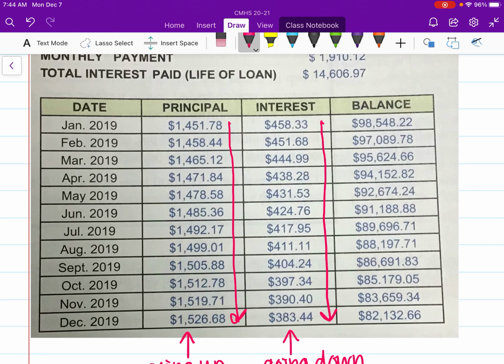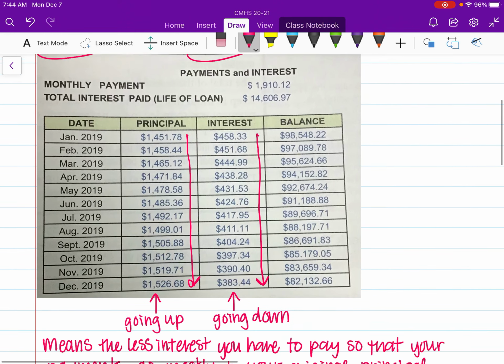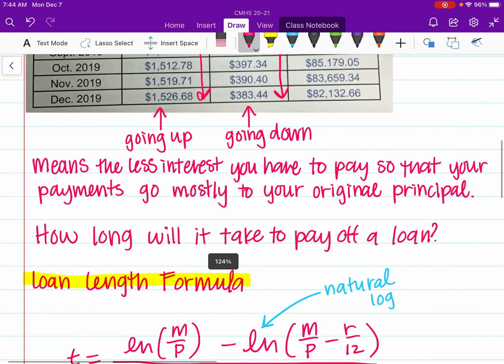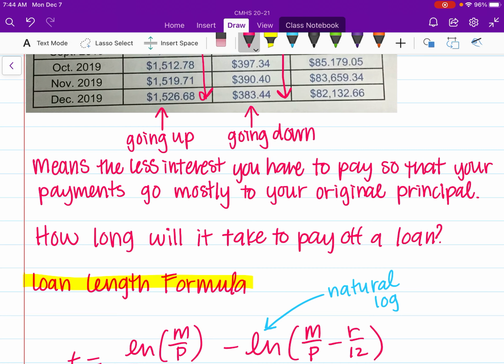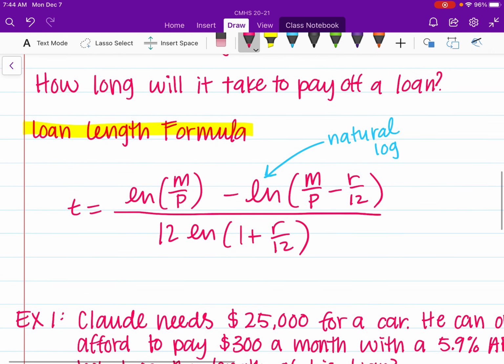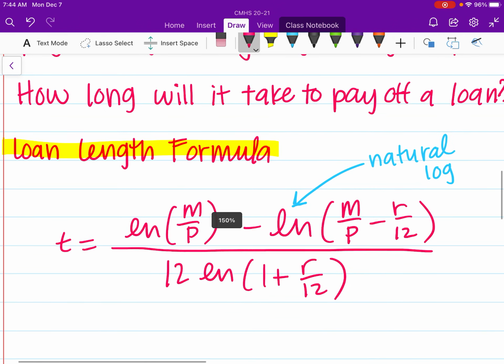Thank you. So annoying. So anyways, the longer your loan goes, the less interest you're paying just to them and the more you get to pay off your loan. So we won't use this, but I just thought it was interesting to look at. Oh, and here I said it means the less interest you have to pay so that your payments mostly go toward your payment. All right, so here is what we really want to talk about.